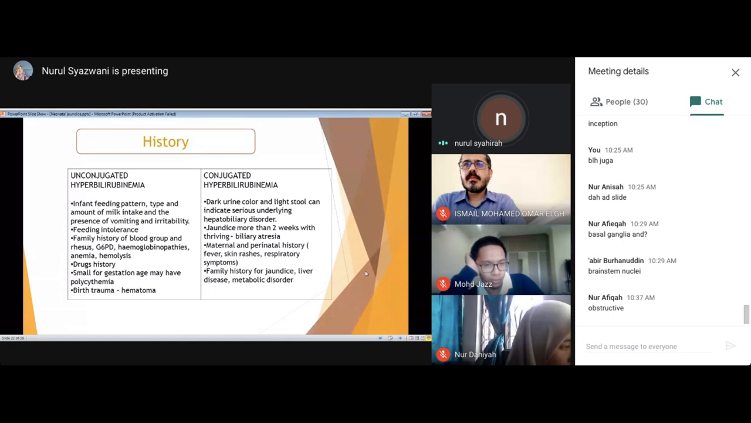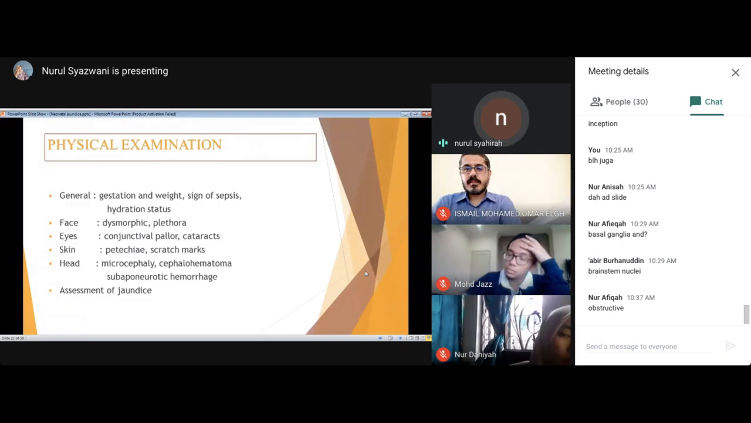Okay, next we move to the physical examination. So for the general, we must look for the gestational weight, if there's any sign of sepsis, and also the hydration status of the baby. And then we look at the face, if there's dysmorphism, plethora. And for the eyes, we look if there's any conjunctival pallor.